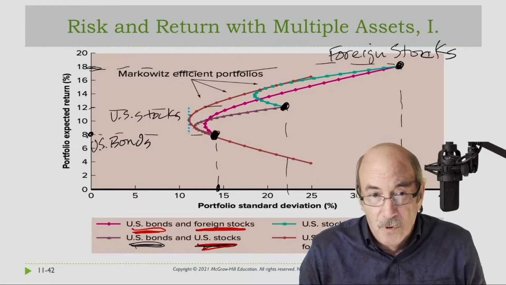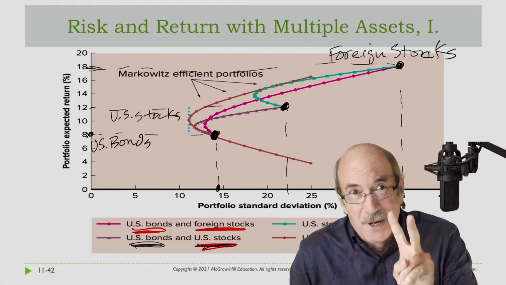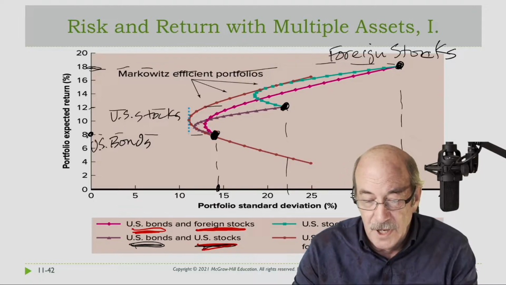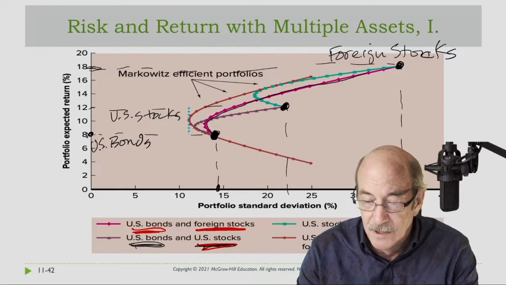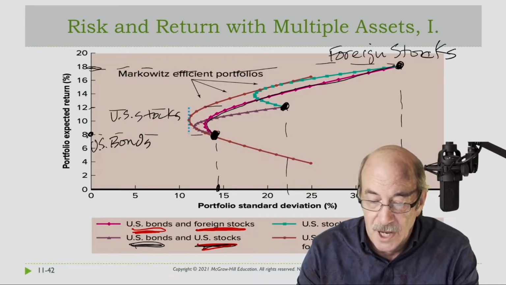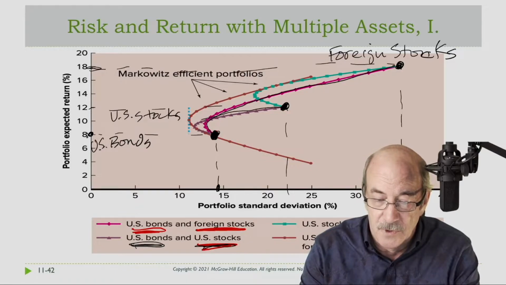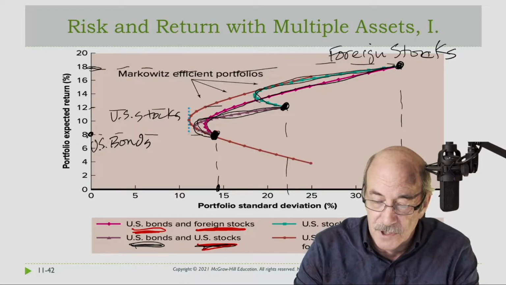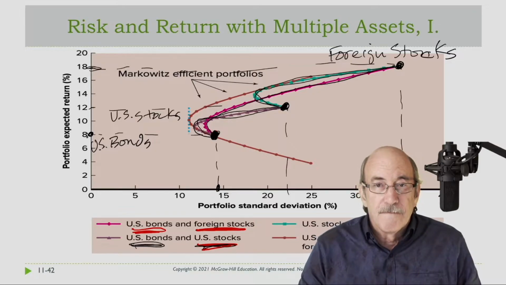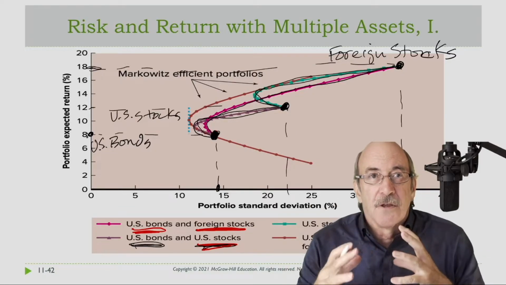Now, remember, everything is just pairwise. So we have this reddish colored line, which is the U.S. bonds to foreign stocks. We have this brown line, which is the U.S. stocks to U.S. bonds. And then we have this teal colored line, which is U.S. stocks to foreign stocks.